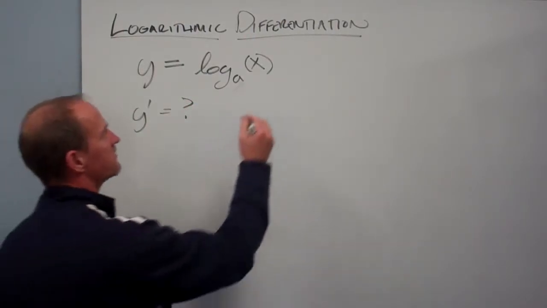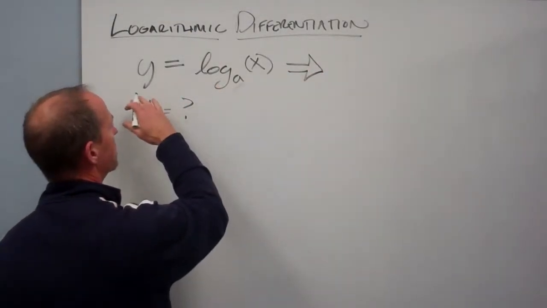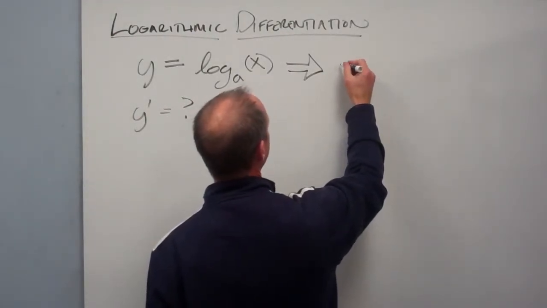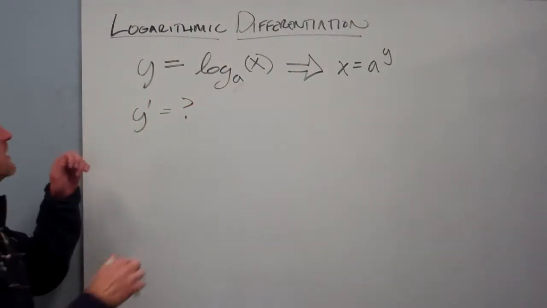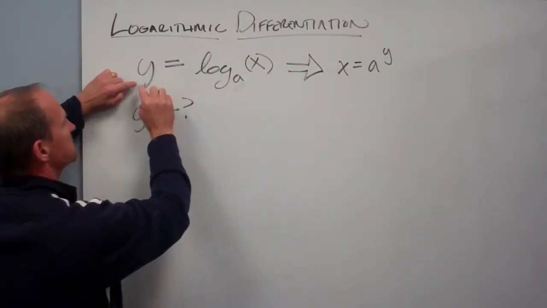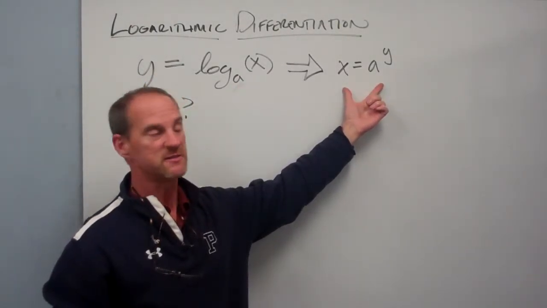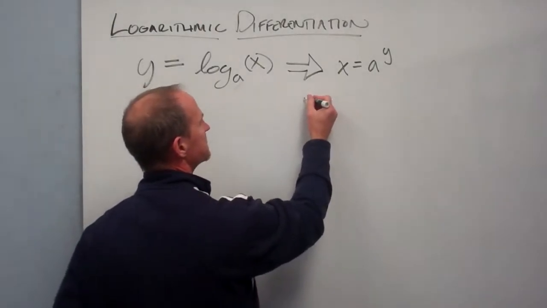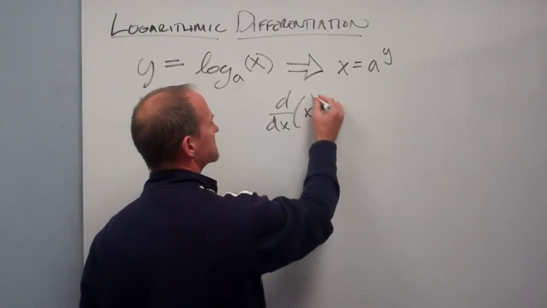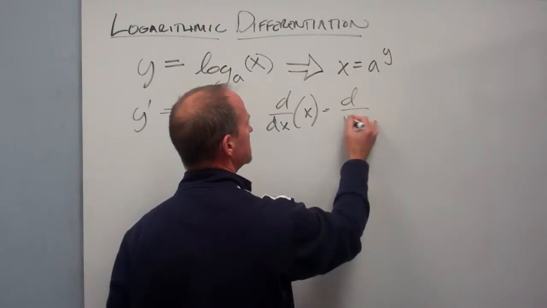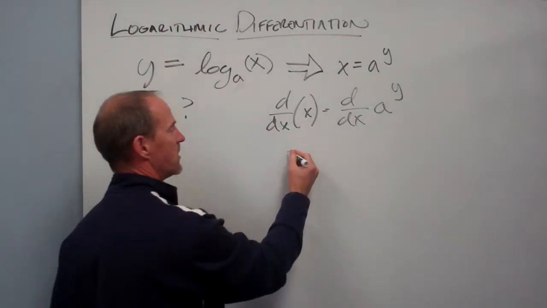Well, here's where implicit differentiation comes in handy, because we can rewrite this by getting it out of log format and saying this is the same as x equals a to the y. So our basic definition: cover up the log, bring that over, this is the base, that's the exponent, it's equal to x. Now we can differentiate this implicitly. So d/dx of x, and the same thing over here, d/dx of a to the y. Well, this is just going to be 1.